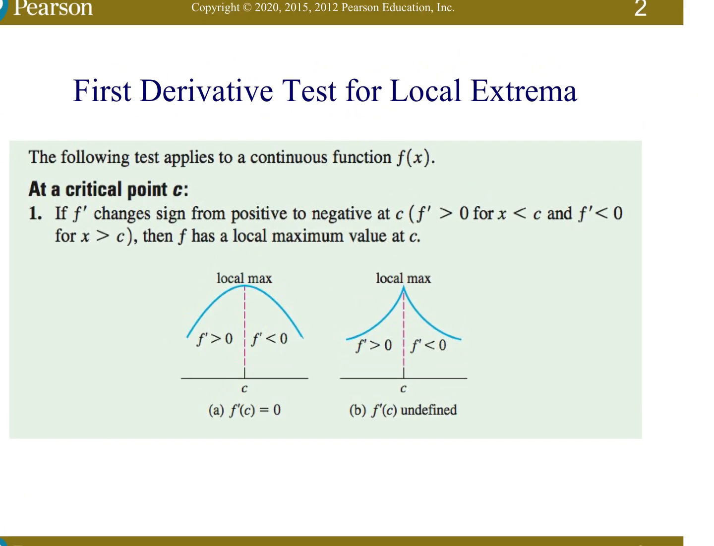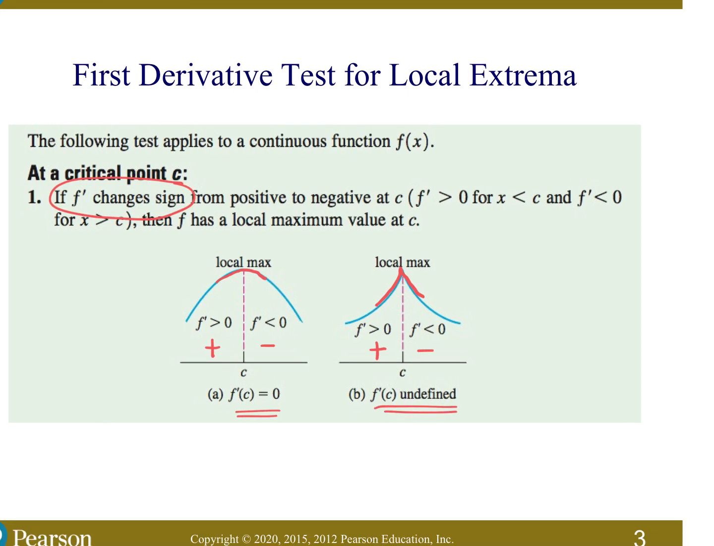So we define a critical point as being something where f prime changes sign. That is the definition of a critical point. It can happen at a smooth curve or it can happen at a cusp. Either way, we have the idea of changing from a positive to a negative in terms of slope. It can happen when the derivative is either equal to 0 or undefined. So both of those are candidates for a critical point.